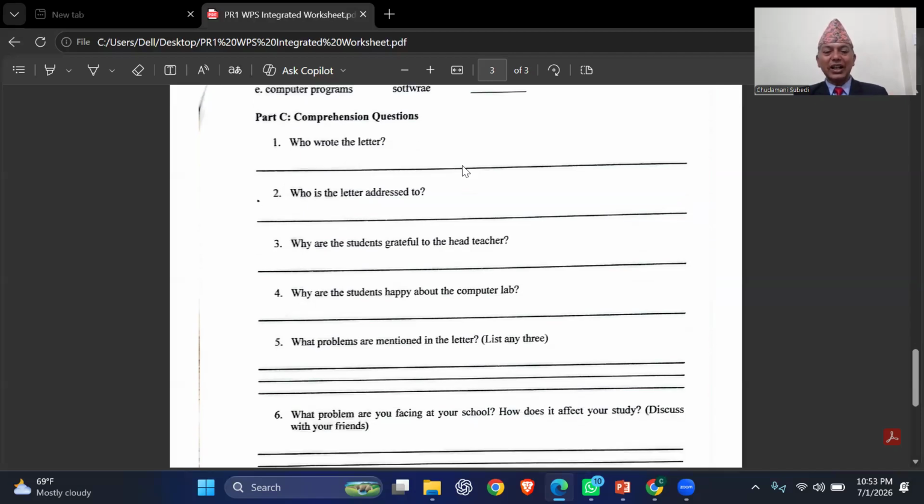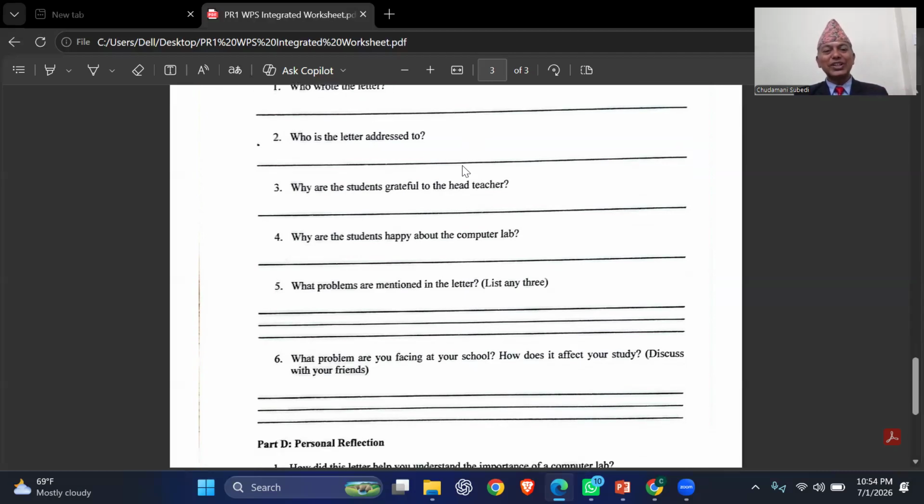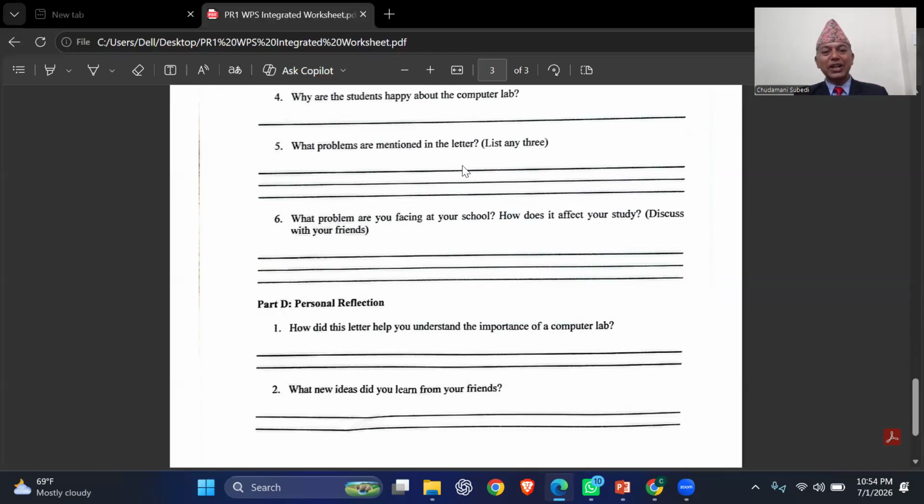List any three, like this. What problems are you facing at your school? How does it affect your study? Discuss with your friend. Here is also the discussion too. In part D, this is related to personal reflection.